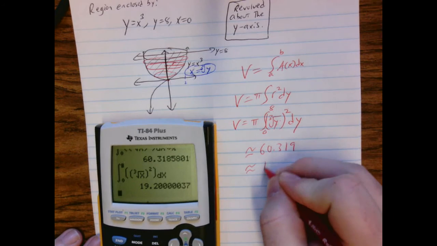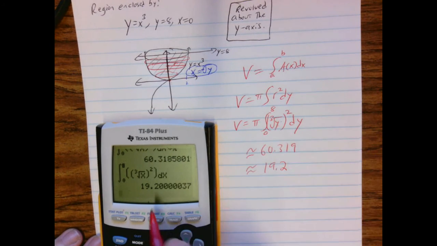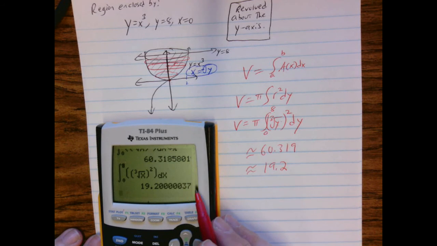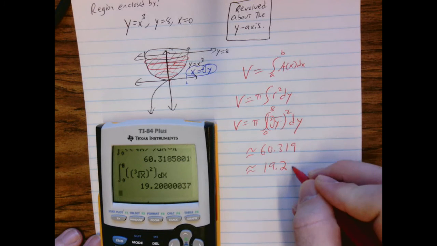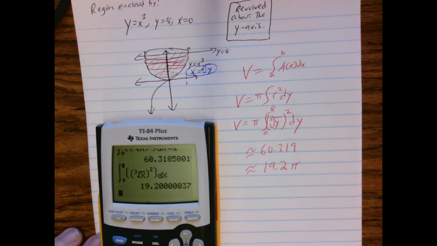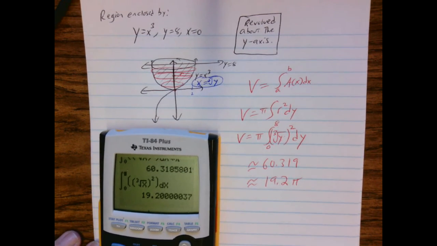This is going to be 19.2. Looks like it probably is exactly 19.2. It probably has some calculation oddities going on at the end because of the way it calculates, but it's 19.2 pi. Okay, so there's essentially how you approach it.